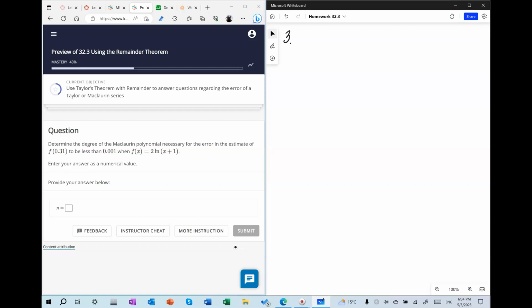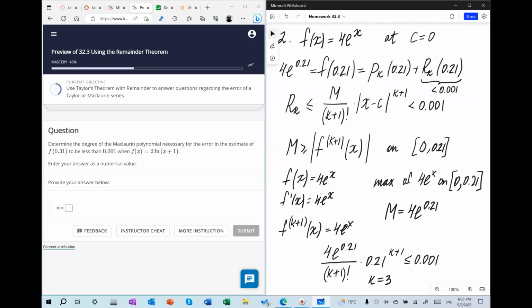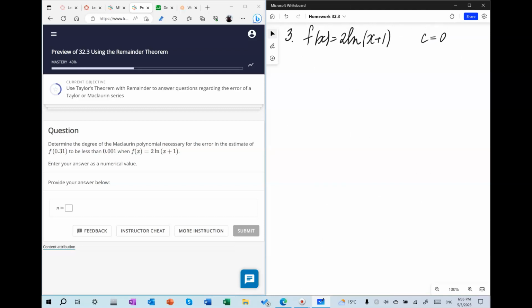All right, similar problem. The function is 2 ln of x plus 1, and the center is 0. I already forgot how we set it up here. So we're trying to estimate it at 0.31. So f of 0.31 can be estimated by P_k of 0.31 plus R_k at 0.31, and we know that R_k is bounded by this.